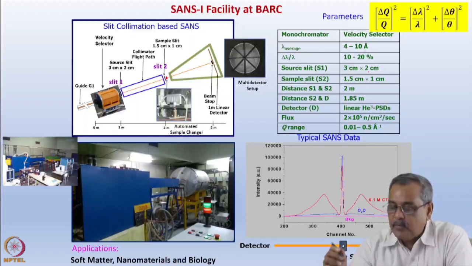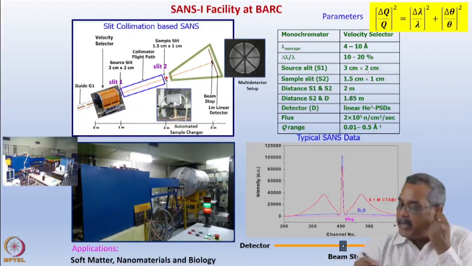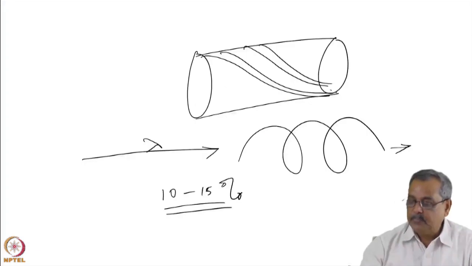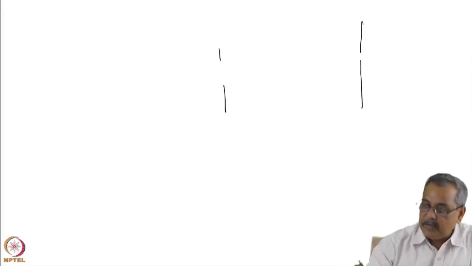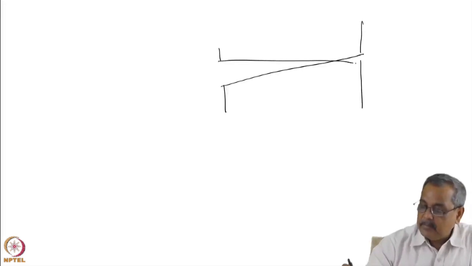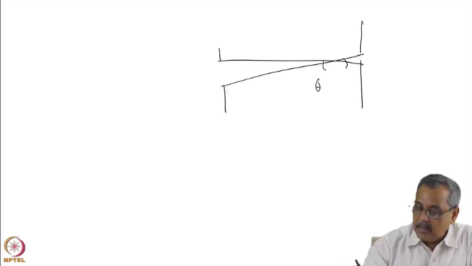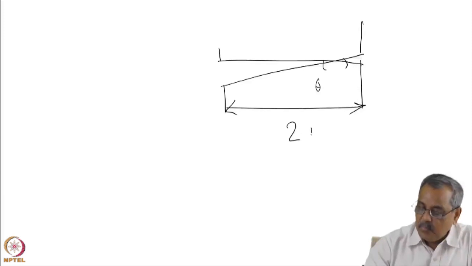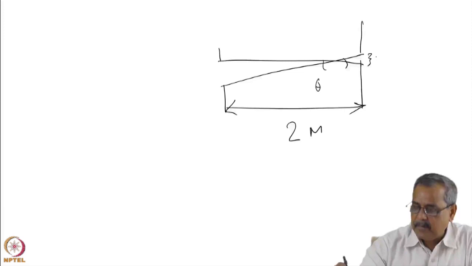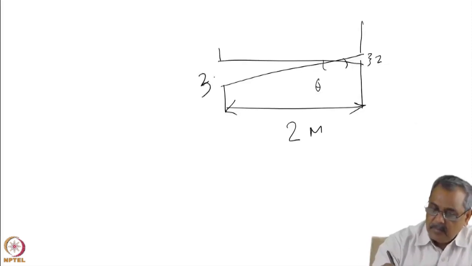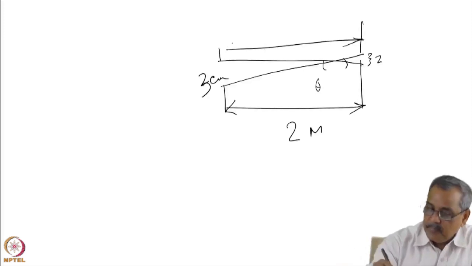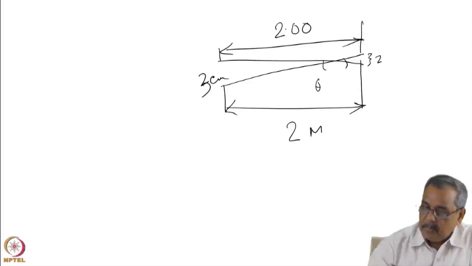The source slit is 3 cm by 2 cm. The sample slit is 1.5 cm by 1 cm. Before the sample, at 2 meter distance, these have been kept. For simplicity, let me just say there is a 3 cm slit and this is a 2 cm slit. So this is the angular resolution theta, and this distance is 2 meters, which is 200 cm. I can do it trigonometrically, a very simple task.